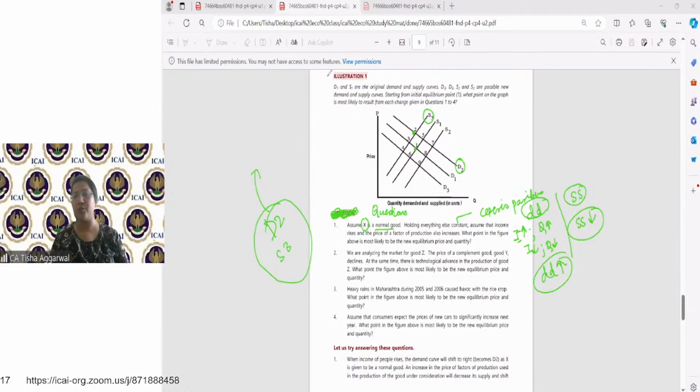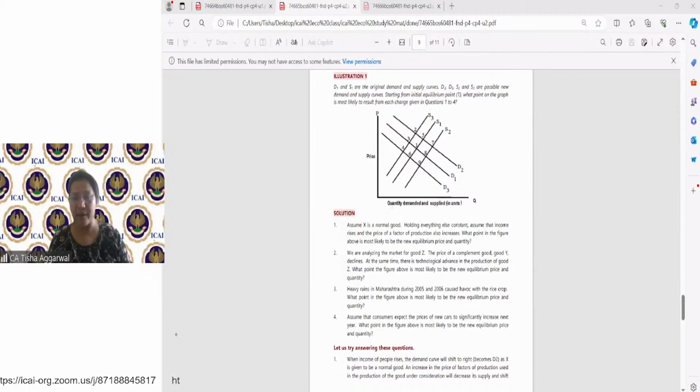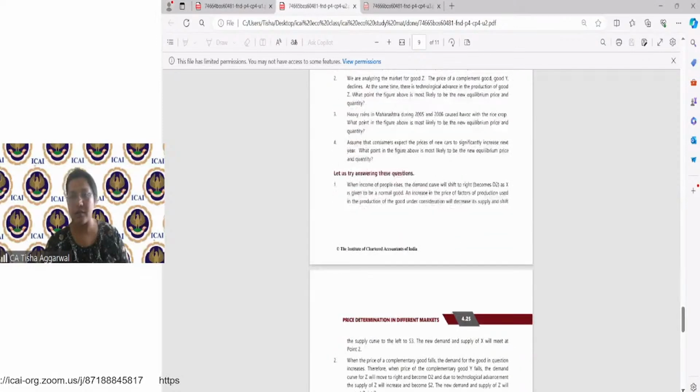Very good. So here at 2.2 we will talk about how the whole calculation takes place. Look at this. At point number 2, the new curve will meet at point number 2.